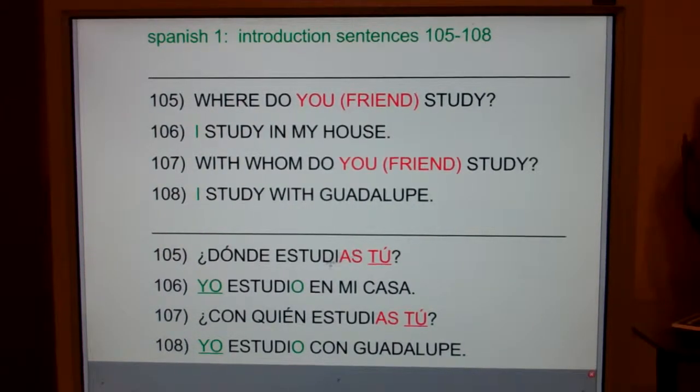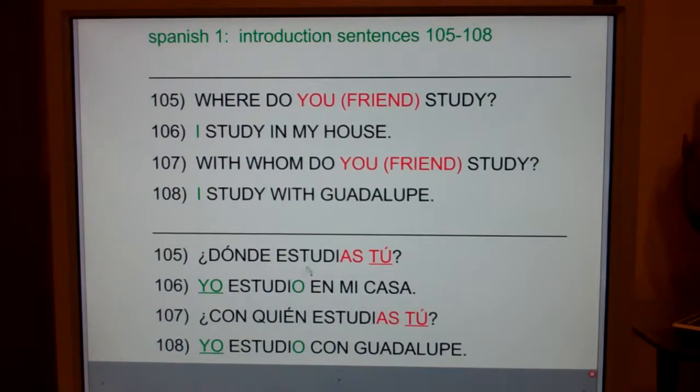Now notice, remember, when you're asking questions, remember that magic chant. Eat you tacos, drink you cola, kiss you on first date. So notice, this is a question. Study you? Answer, I study. Question, with whom study you? Answer, I study.